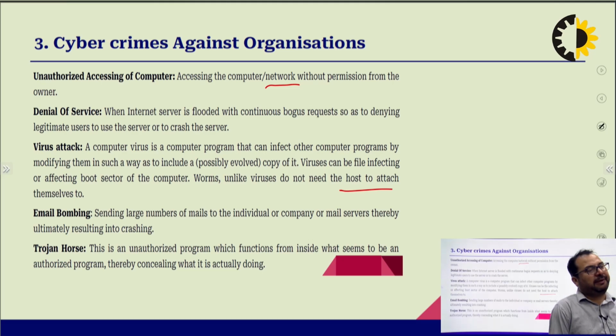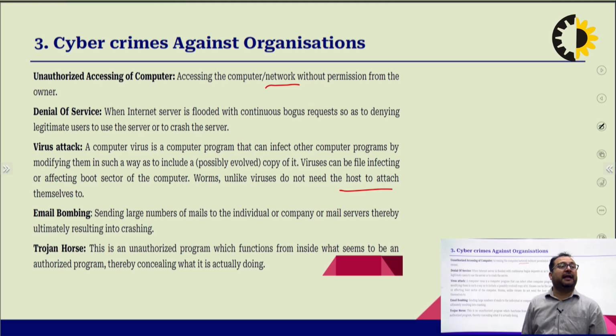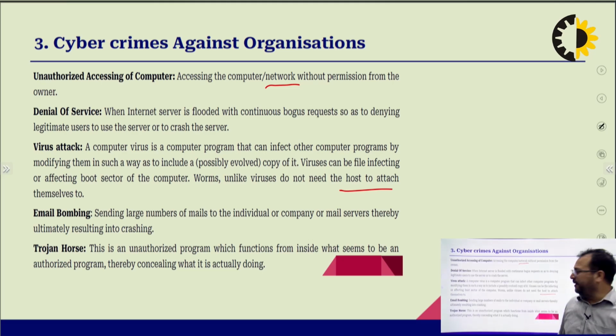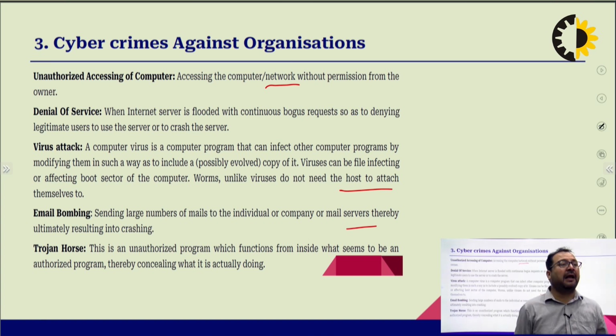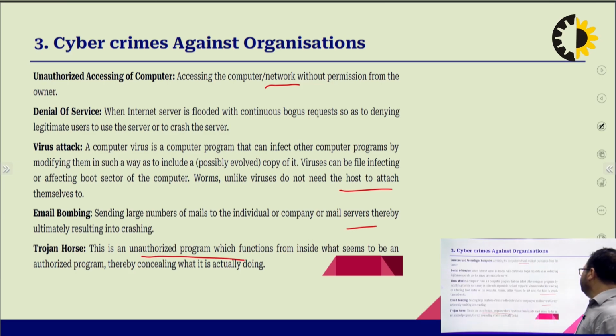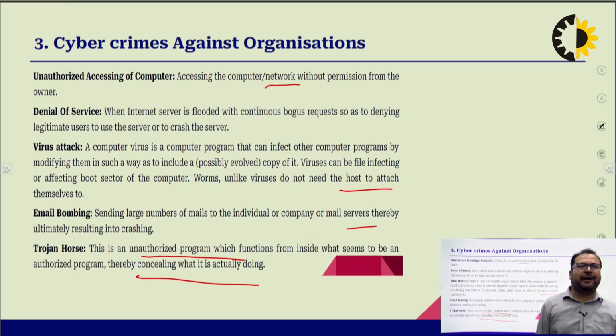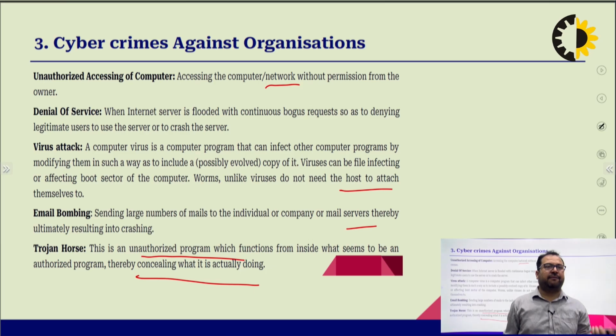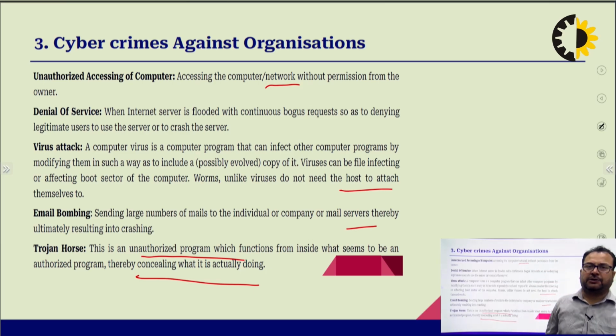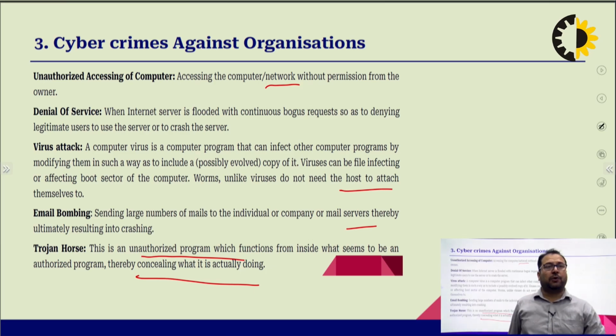So what is email bombing? Email bombing means sending a large number of mails to an individual, company or mail server, thereby ultimately resulting in crashing. Then we have Trojan horse. This is an unauthorized program which functions from inside what seems to be an authorized program, thereby concealing what it is actually doing. So it's also like stealing information of an organization. Just like a Trojan game.